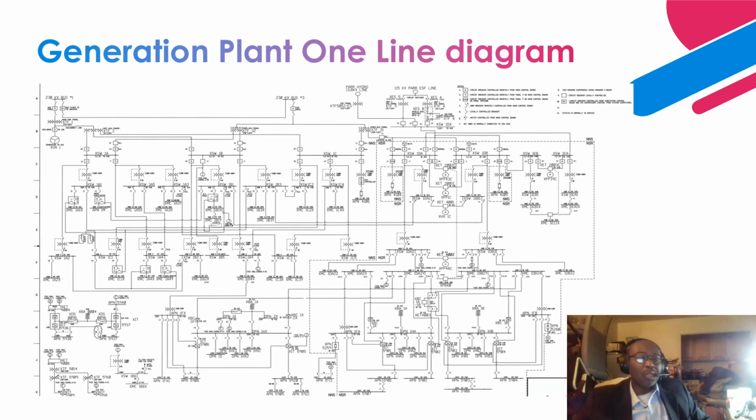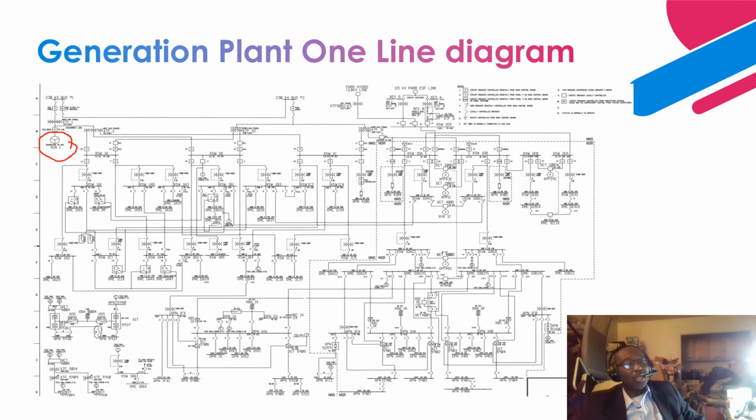Okay, now let's pivot to a typical one-line diagram for a generation facility. This one is a one-line diagram for a generation facility. As you can see over here, this is the generator, and its goal is to generate the required power to be stepped up to the grid.